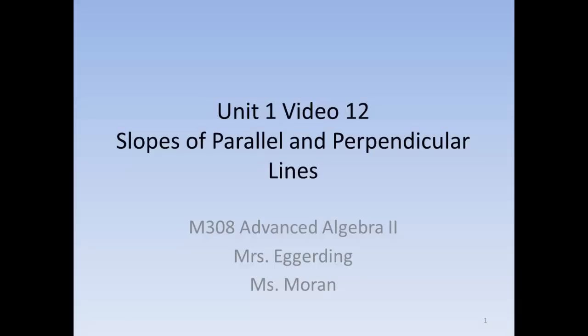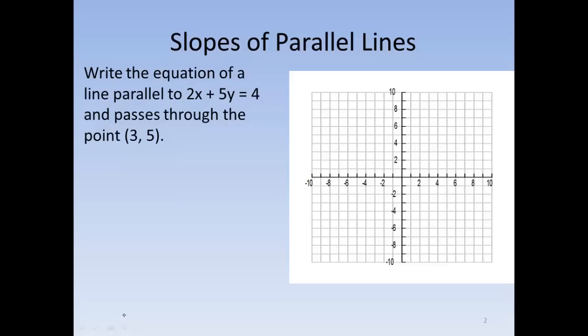We're going to talk about the slopes of parallel and perpendicular lines and actually writing the equations of those lines. We've been spending time in class talking about the slope-intercept and point-slope form of lines, and we're just going to apply that to parallel and perpendicular lines. So the questions are normally phrased like this. Write the equation of a line parallel to something and passing through the point 3,5. Now, first thing I want you to notice is that the point 3,5 is not on the original line.